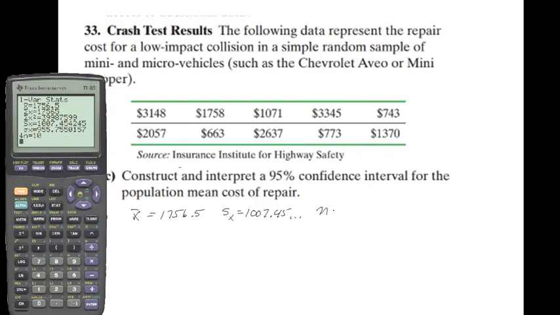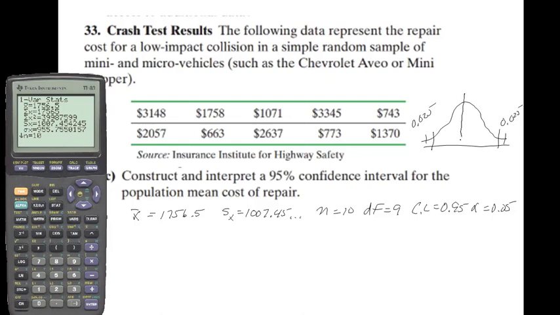I see n is equal to 10, so my degrees of freedom is equal to 9. My confidence level is equal to 0.95, and alpha is 0.05. So my picture is going to look like this. I'm going to put it up here so I got some room down below. I got 0.025 in each tail. And remember that 0 is in the middle. And I'm going to go find those t-scores right now. So I have 0.025 and 9 degrees of freedom.